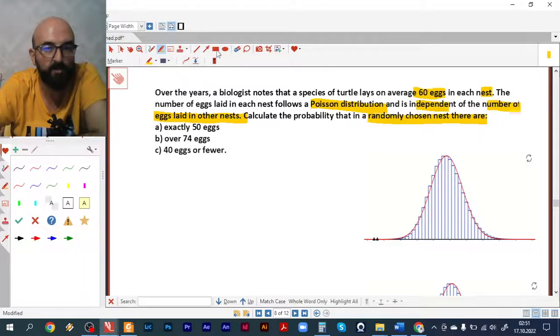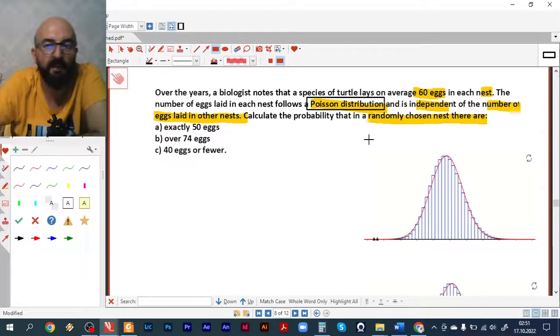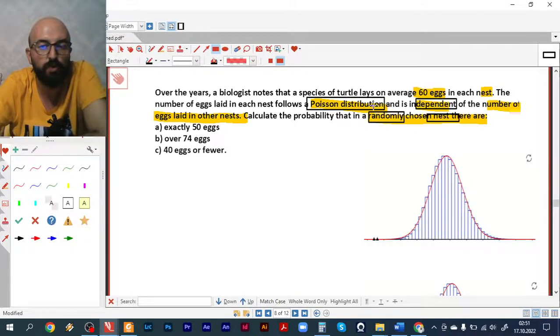And we have some keywords in the question. One of them is that the question is related to the Poisson distribution, and we choose nests randomly and independently. This situation shows us the problem is related to the Poisson distribution.